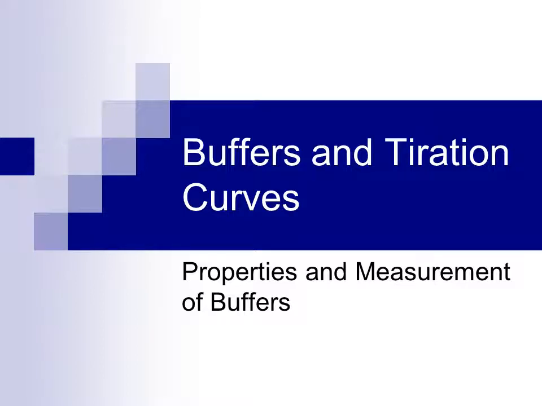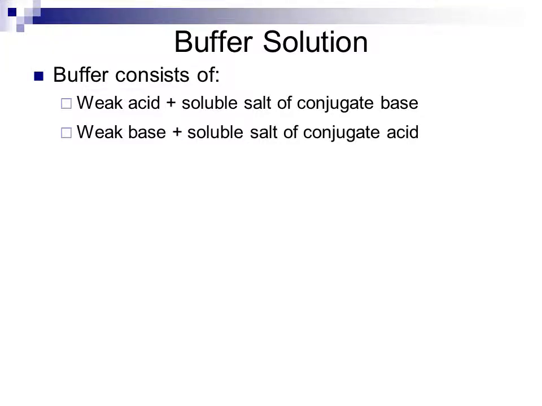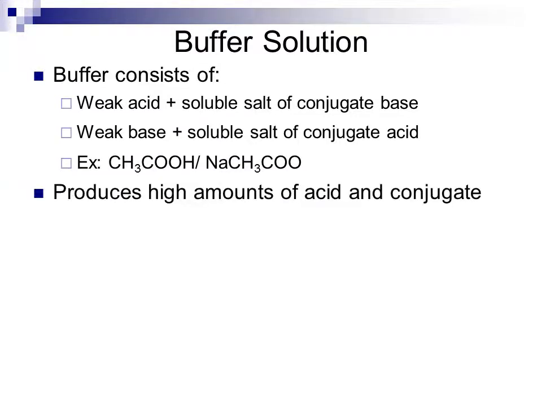Continuing looking at buffers and then at titration curves. Now, buffer solution, recall, consists of either a weak acid and the soluble salt of its conjugate base, or a weak base and the soluble salt of its conjugate acid. So, for example, acetic acid and sodium acetate could form a buffer.